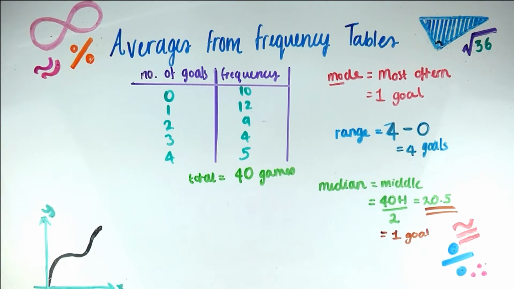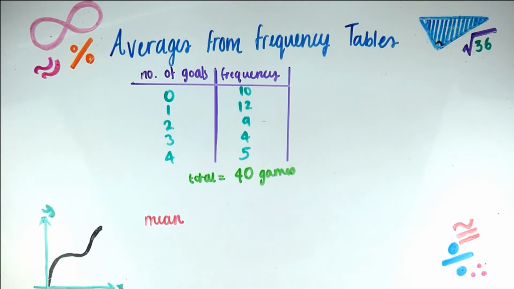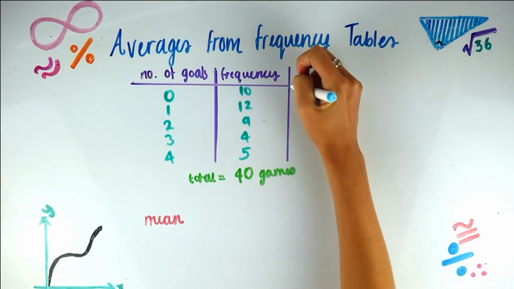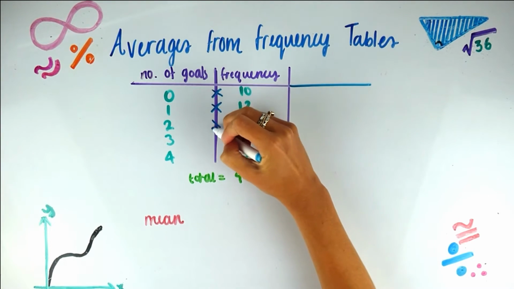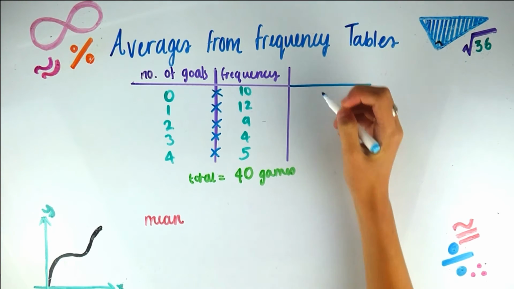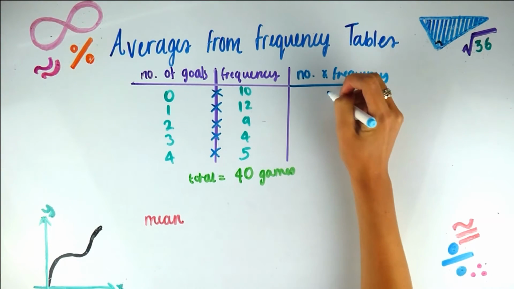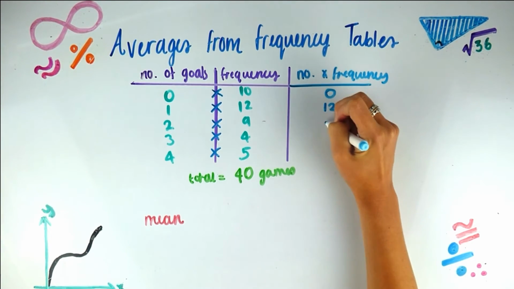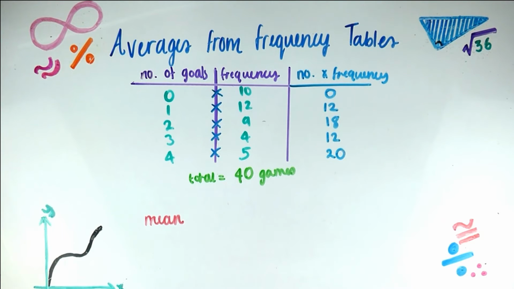So now we go on to the hardest one, which is the mean. So the mean's a bit mean, it's a bit nasty, and the reason for that is you just have to get used to it. Once you see it once, it's not too bad, but you have to make a new column where you do the number of goals, the category, multiplied by the frequency. So you do 0 times 10 and you multiply those together. And you get this new column of number multiplied by the frequency. And that gives you 0 times 10 is 0, 1 times 12 is 12, 2 times 9 is 18, 3 times 4 is 12, and 4 times 5 is 20.